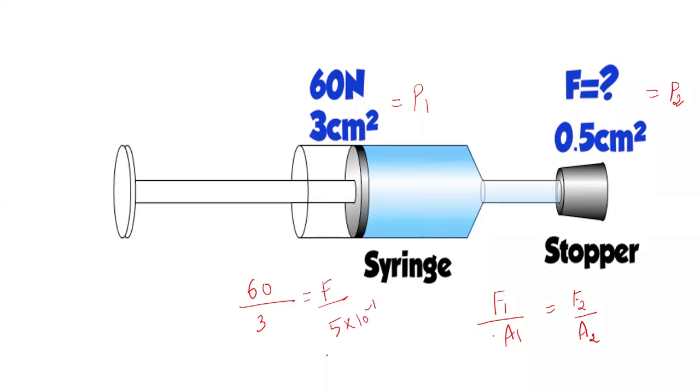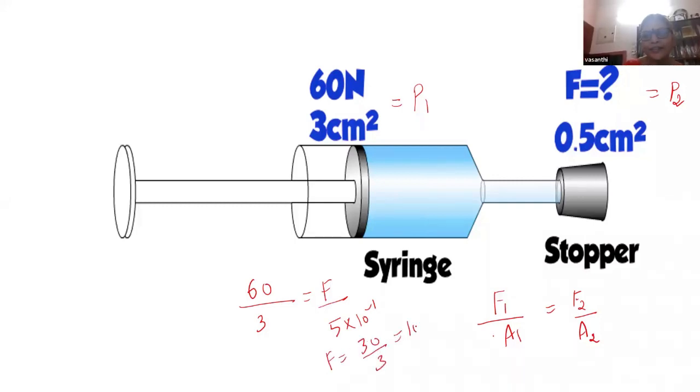So I can take this. So what is F? 30 by... somebody told me 10. Good. 10 Newton. Good. It's 10 Newton. Is it 10? Yes, ma'am. Correct.